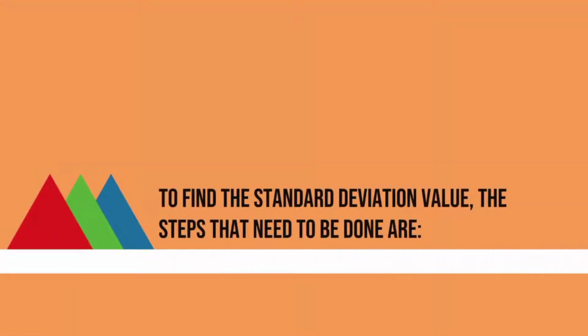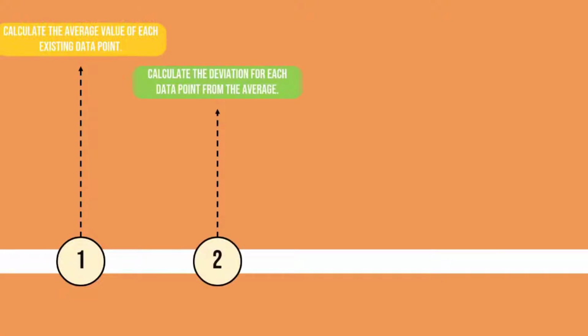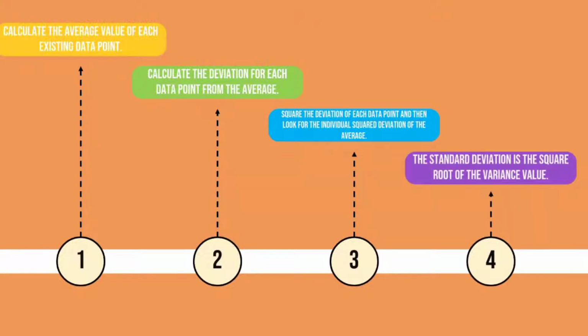And now, here are the steps to find the standard deviation value. First, calculate the average value of the existing data points. Second, calculate the deviation of each data point from the average. Third, square the deviation of each data point and then find the average of the squared deviations. And last but not least, fourth, the standard deviation is the square root of the variance value.